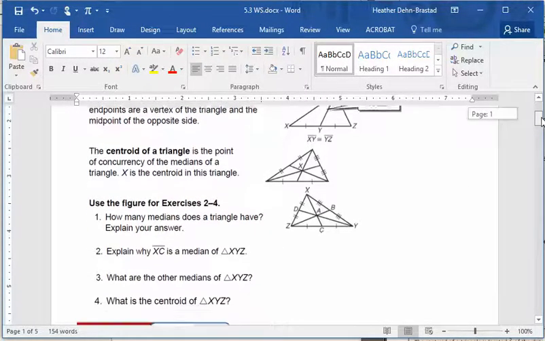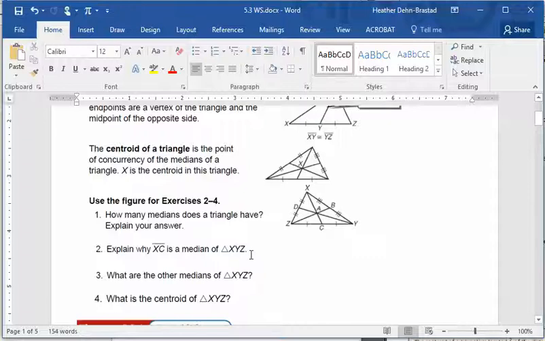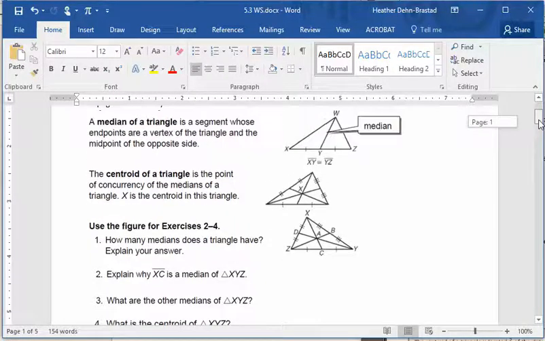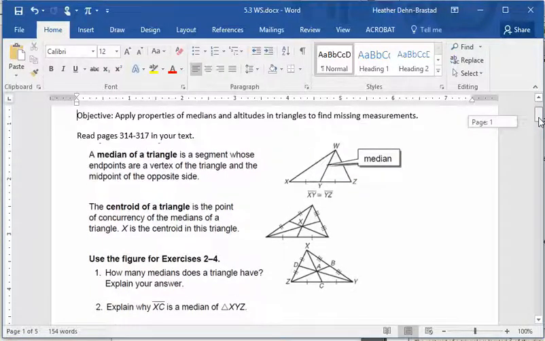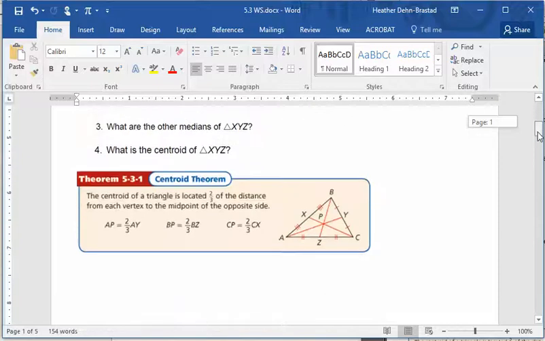You can figure that one out for yourself. Explain why XC is a median. So look back at the definition and say why this is a median. And then it asks you to name the other two medians, and then what point is the centroid. That'll just be a point. So that's just some checking to see that you understand those vocabulary terms.